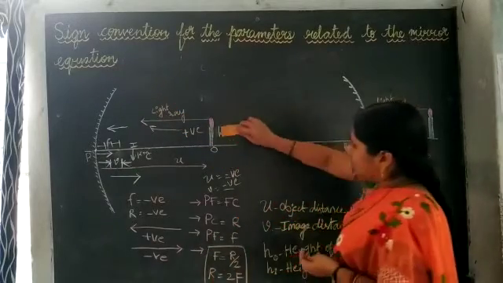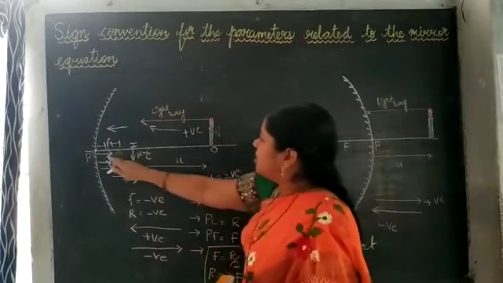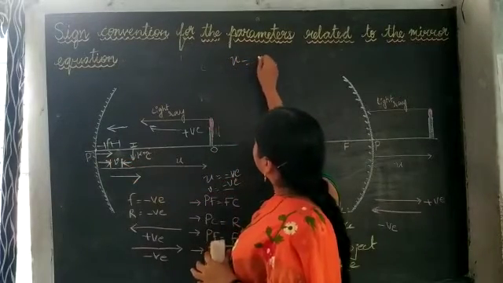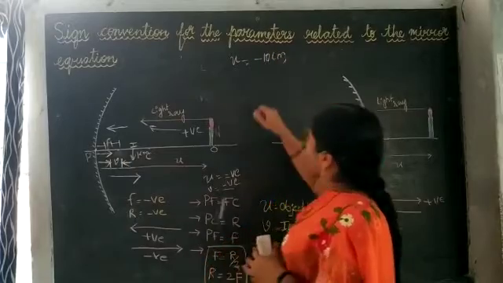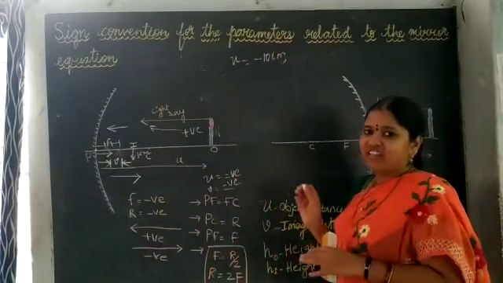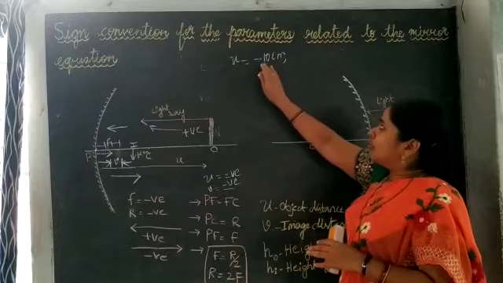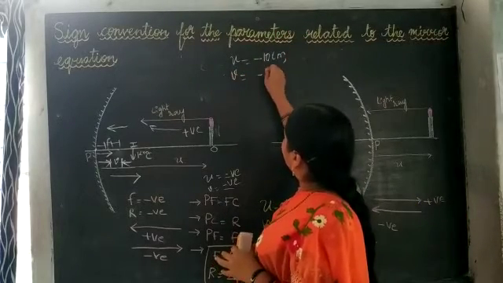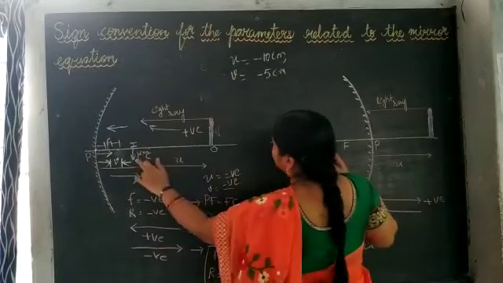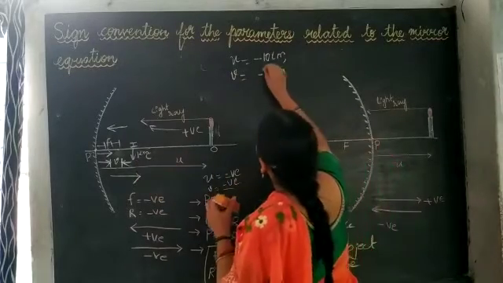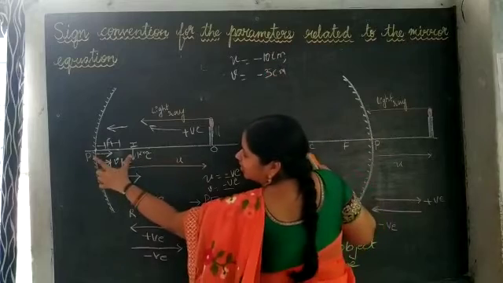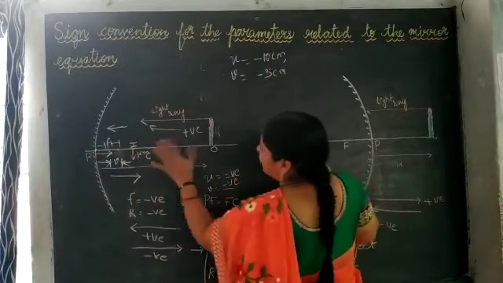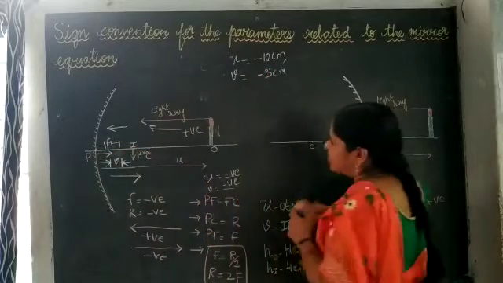So let me use one slide to get clarity. Suppose the object is placed 10 centimeters from the pole. So object distance is minus 10 centimeters. They won't mention the sign in the problem. We have to give the sign with the help of these rules. Image distance: suppose it is 3 centimeters from the pole. The image distance is minus 3 centimeters. Suppose it is 10, that is minus 10 centimeters.